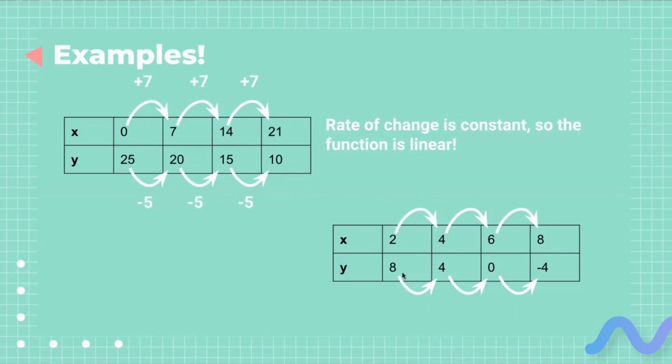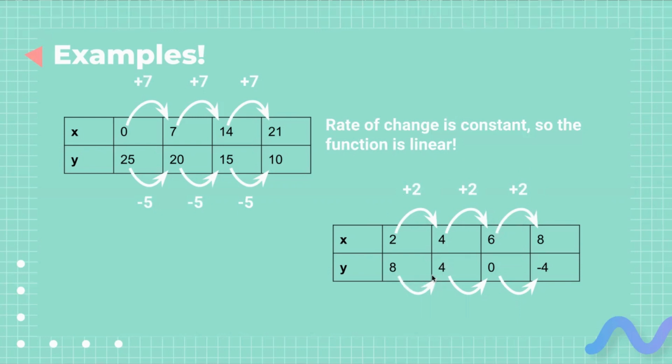As for this second example, we have our x values 2, 4, 6, and 8. From 2 to 4, you're adding 2. From 4 to 6, you're also adding 2. And from 6 to 8, you're adding 2 once more. And so the rate of change in your x values is looking good. They're all constant.